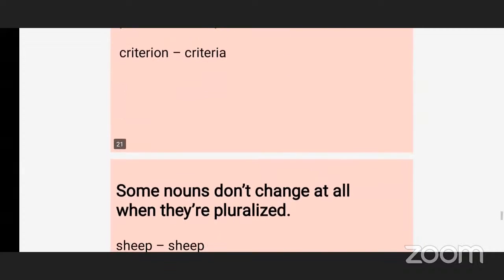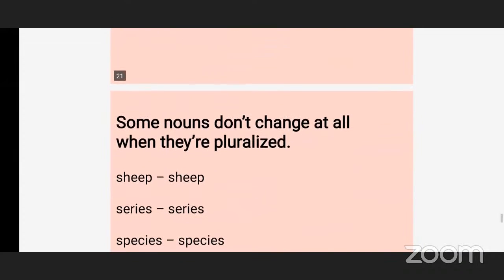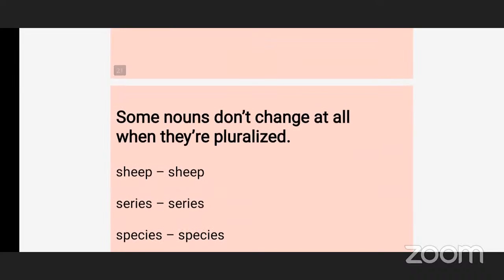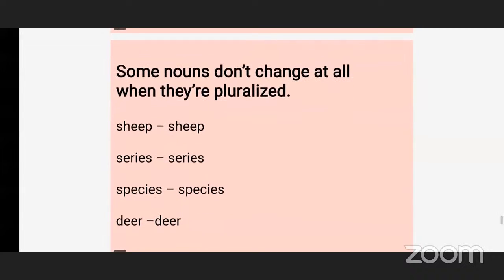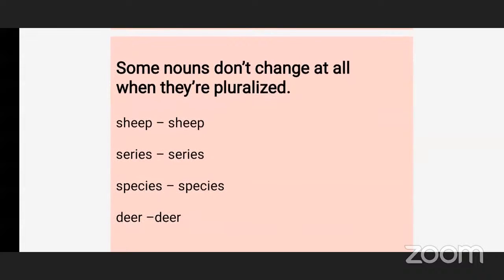Okay, so the next is irregular. Sorry, no, it's not irregular. Some nouns don't change at all when they are pluralized. If there are some words, they cannot change into plural format. For example, sheep, S-H-E-E-P. The plural format is also sheep.